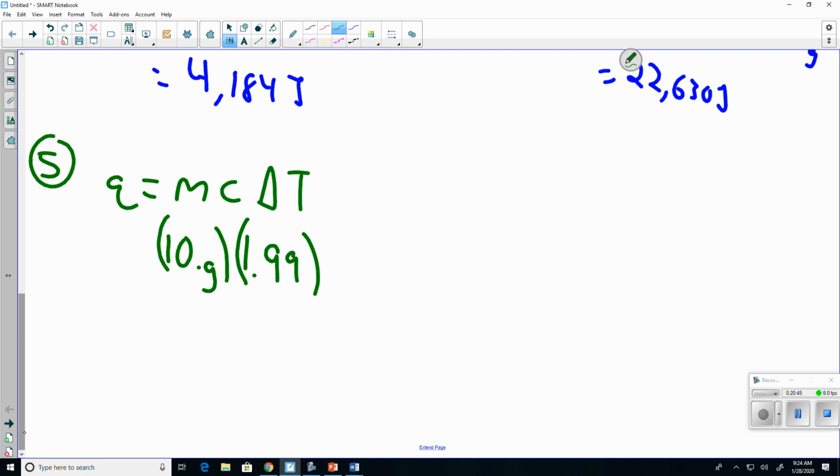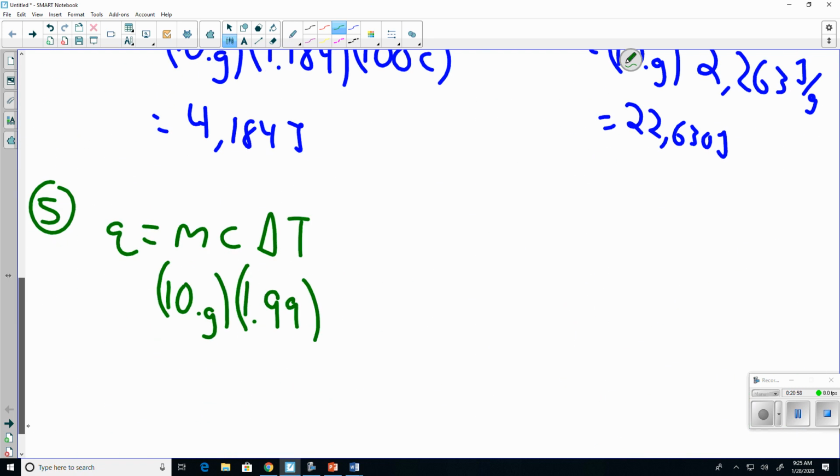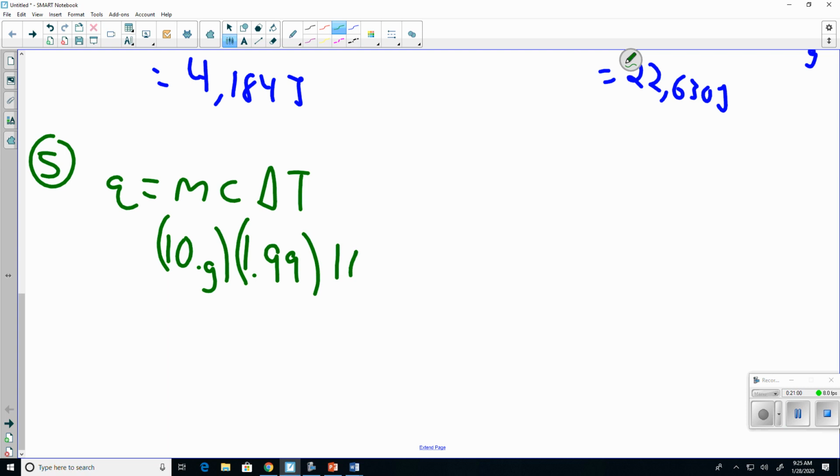Emily, change in temperature. We're at 100. We have to go to 110. Final minus initial. What's our delta T? 10. Max, multiply those together. 199.